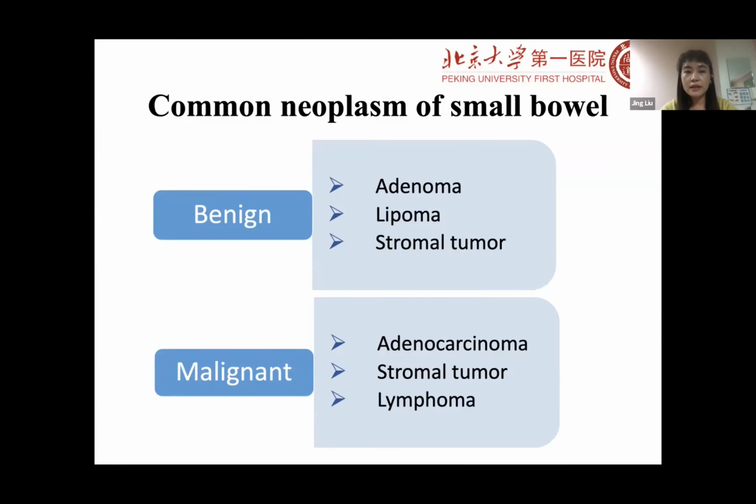So these are the common types of neoplasm of the small bowel, and they could be divided into two groups, the benign types and the malignant types. Adenoma, lipoma, and stromal tumor belong to the benign ones. Adenocarcinoma and lymphoma belong to the malignant ones. So we'll check them one by one.